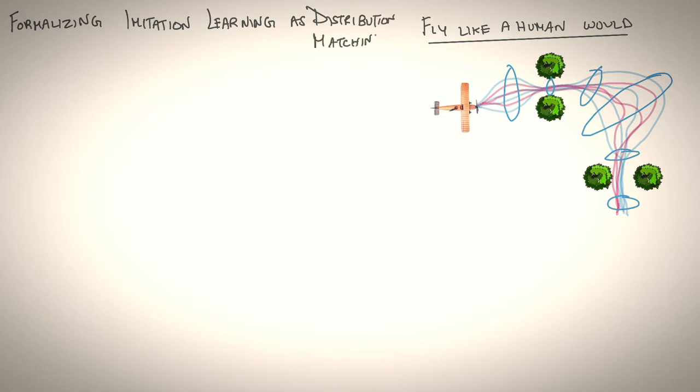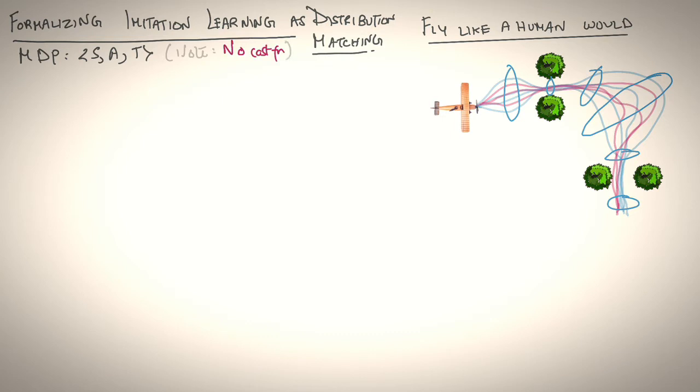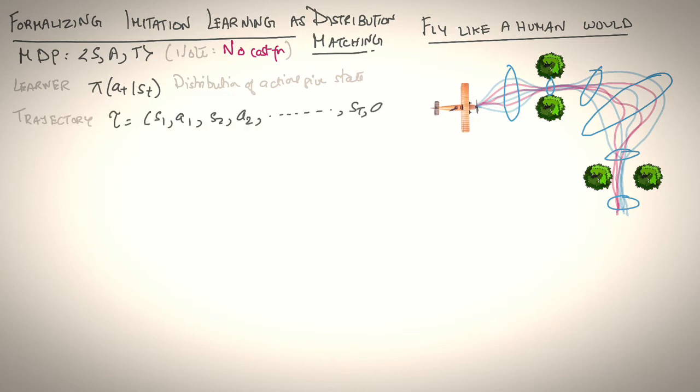So, as always, let's begin by writing down the MDP. Here we have only state, action, and transition function. Note, we're going to omit cost function from this discussion for now. Now, given an MDP, we can define a policy as a mapping from state to a distribution over actions. So that's essentially what we are trying to learn. When we execute a policy, we get a trajectory, which is a sequence of states and actions. So a policy induces a distribution over trajectories.